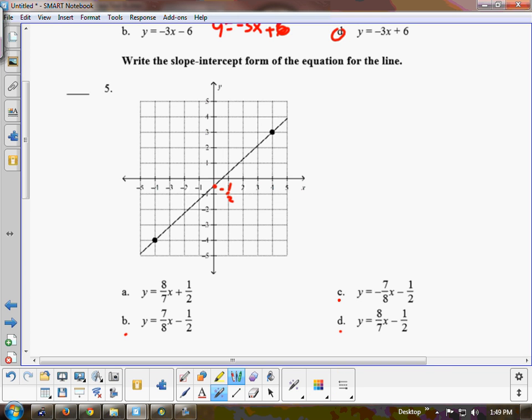So I'm going to count 1, 2, 3, 4, 5, 6, 7. So rise is 7 and the run is 1, 2, 3, 4, 5, 6, 7, 8. So my rise over run is 7 over 8. So that would be choice B.